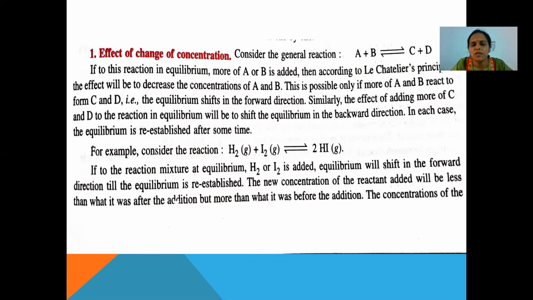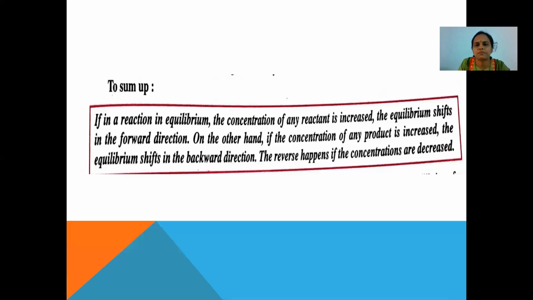I take an example of hydrogen reacting with iodine: H2 plus I2 gives 2HI. A very simple example. If I add more hydrogen or more iodine, the reaction goes in the forward direction. But if I add more HI, the reaction proceeds in the backward direction.